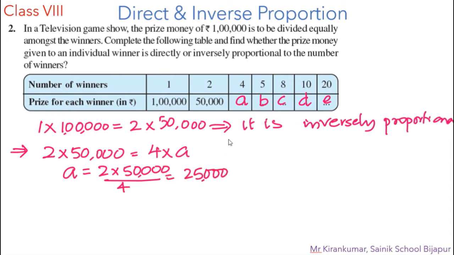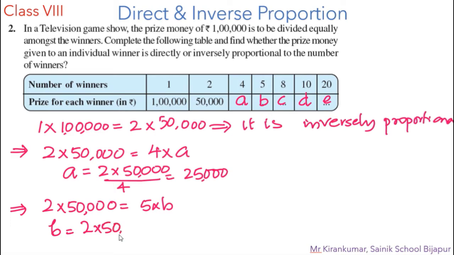If the number of winners are 4, then the amount each one will be getting is 25,000. Same way, I can consider 2 times 50,000 equal to 5 times B. So we can calculate B. B will be 2 times 50,000 divided by 5, and this becomes 20,000. If the number of winners are 5, they will be having 20,000 each.